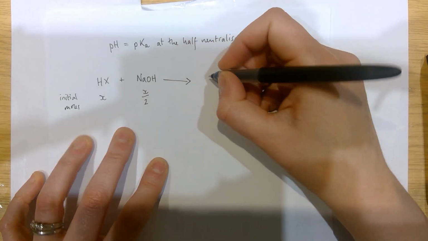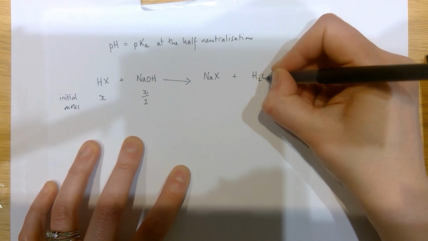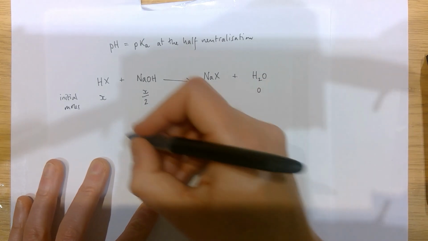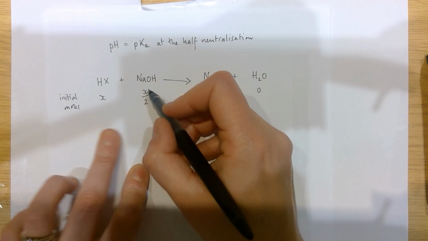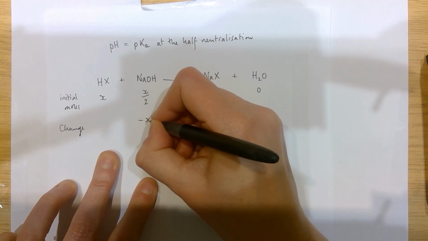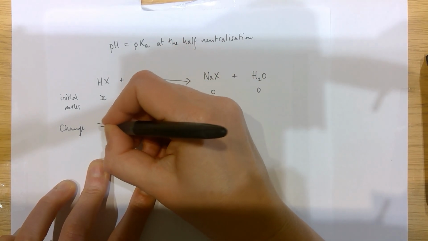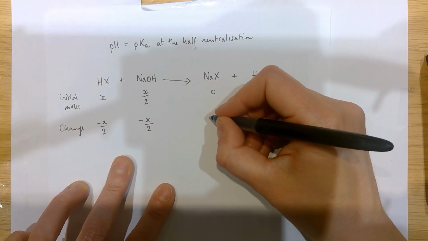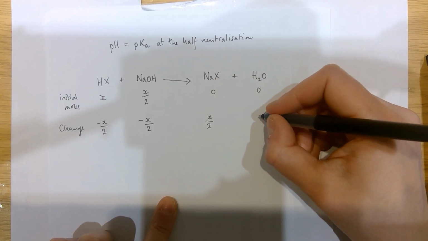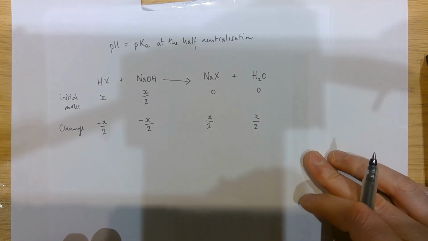So in our reaction, we know that we would produce our salt, NaX, plus water. Okay, and initially, at the beginning of the neutralization, we wouldn't have any moles of salt or water. Okay, so the change, because NaOH is the limiting factor, it will be all used up. So we're going to have minus x over 2 moles of NaOH used up. That means that the same quantity of HX is going to be used up. It's going to mean that we make x over 2 moles of sodium X, and we are going to make x over 2 moles of H2O.